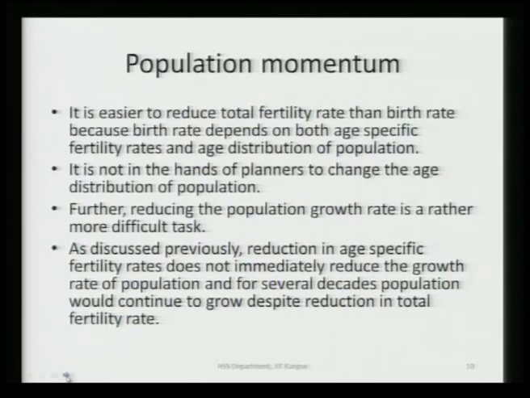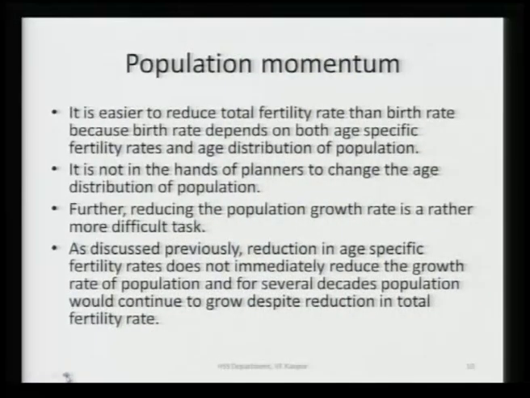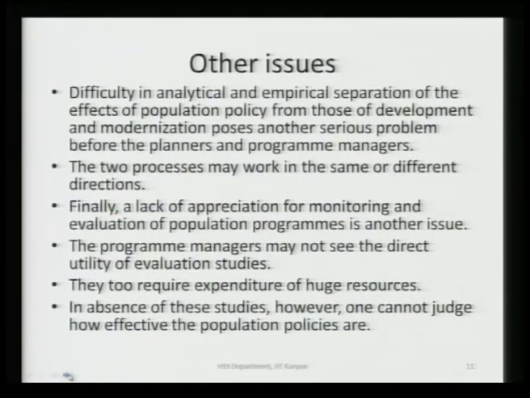Our state can make all best possible efforts to reduce age specific fertility rates, but it is not possible at all for the state to make changes in the age distribution of population. Effects of age distribution are going to remain there for several decades. Further, reducing the growth rate of population is still a more difficult task. As discussed previously, reduction in age specific fertility rate does not immediately reduce the growth rate of population, and for several decades population would continue to grow despite reduction in total fertility rate. That means, if India is to achieve total fertility rate of 2.1 next year, even then it will take 30-40 more years for India's population to become stationary or to get stabilized.